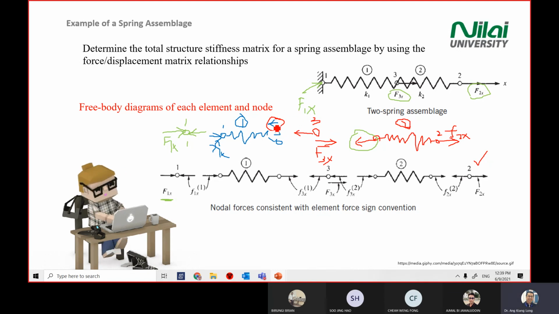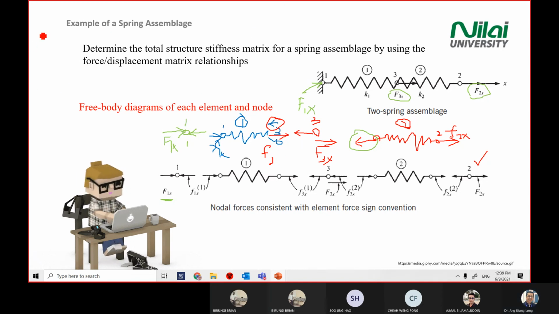Then you go back to this diagram on the left. You have an arrow pointing to the left, an arrow that counters this one. This one you label as small f, 3x. But 1, you have to label that this one is element 1. So we are done with this element. Then we solve for this one.